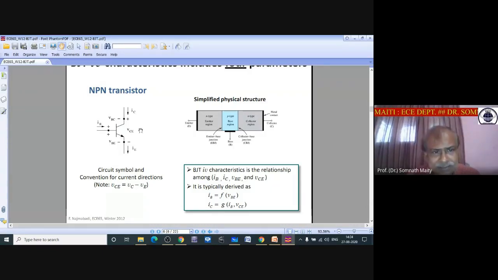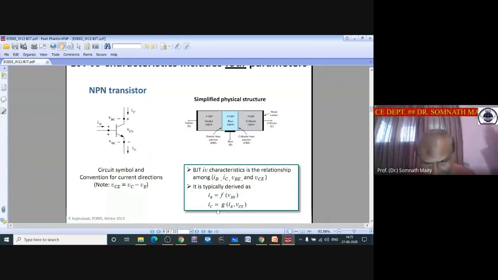Collector current is a function of base current and collector to emitter voltage. That means this is a two junction device. That's why its operation is complicated. Just remember this, because explaining it requires physics of semiconductor devices. So collector current is a function of base current and collector to emitter voltage.